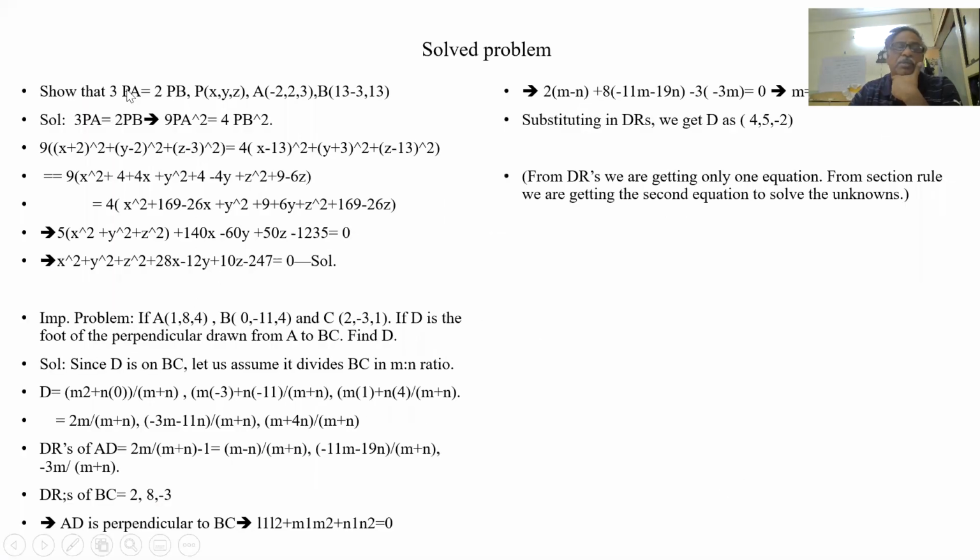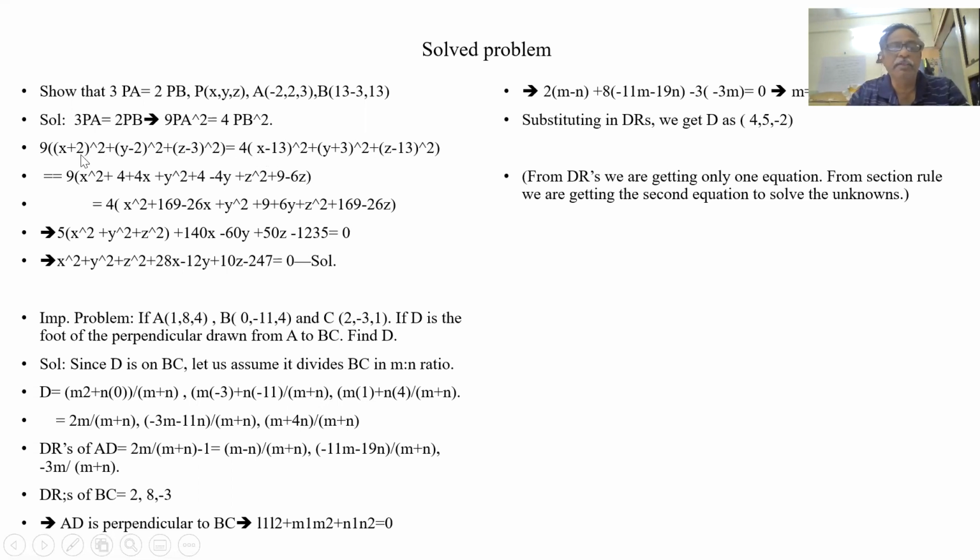Let us see some problem. We have to prove 3PA is 2PB. P is given, A is given, B is given. So what is PA? PA is nothing but (x plus 2) whole square plus (y minus 2) whole square plus (z minus 3) whole square under root. What is PB? PB is (x minus 13) whole square, (y plus 3) whole square plus (z minus 13) whole square under root. So if I do squaring both sides, 9PA square is equal to 4PB square. So 9 into PA square is equal to 4 into PB square.